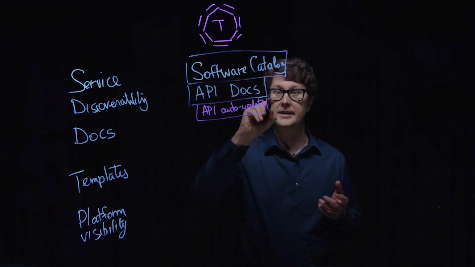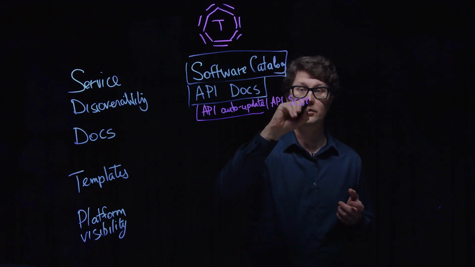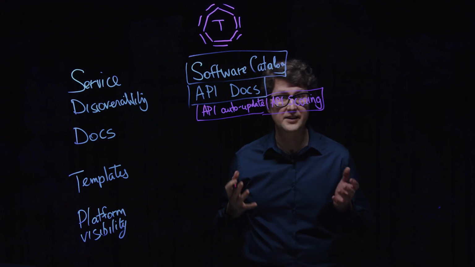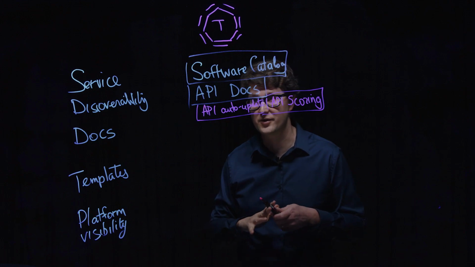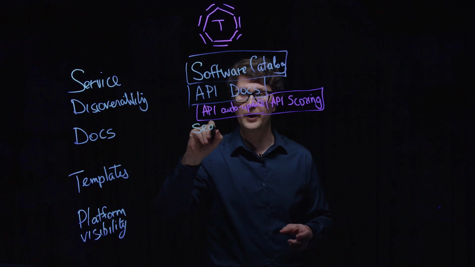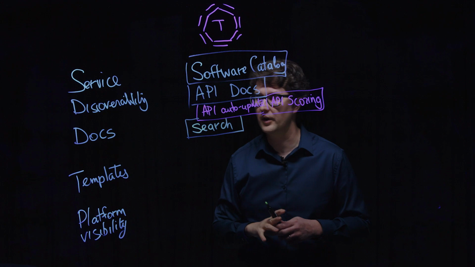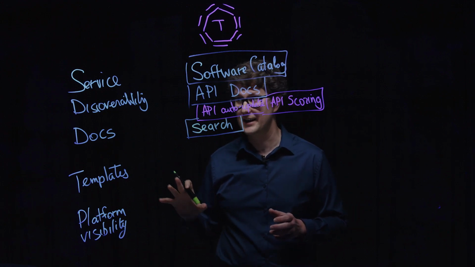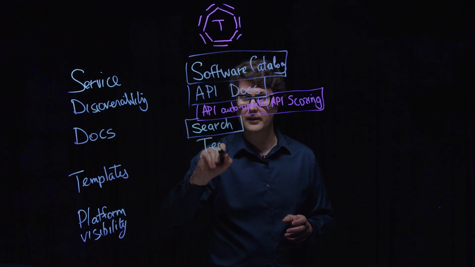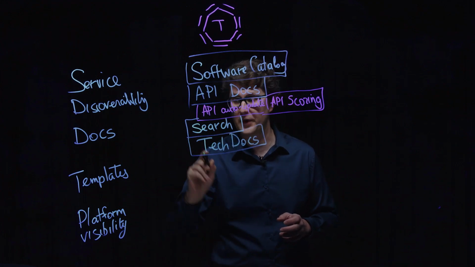And the next one is API scoring. That lets you score all your API docs based on your best practices and the best practices shared by the industry. And last but not least, we're using that search plugin that lets you search across all of your software catalog assets. In TechDocs, we're still aligning on the great TechDocs plugin that gives you the documentation as code experience.